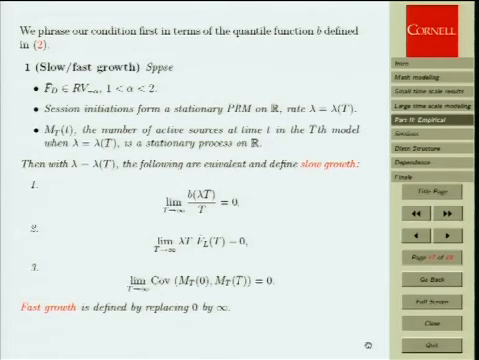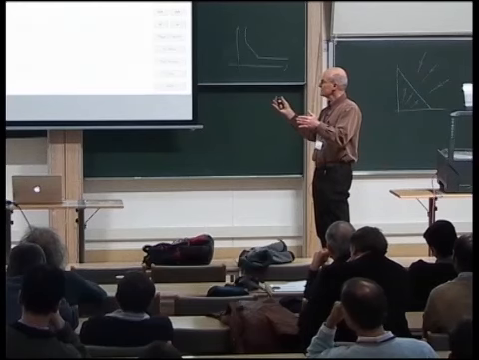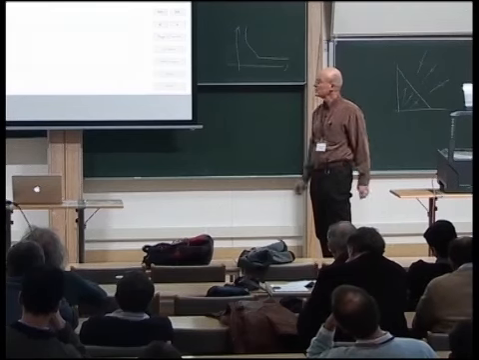And the most intuitive way of saying this is in terms of the active source process. So M sub t of little t is the number of active sources at time t in the capital T-th model. And if over a time interval 0 to t, that dependence goes to 0, that's called slow growth.